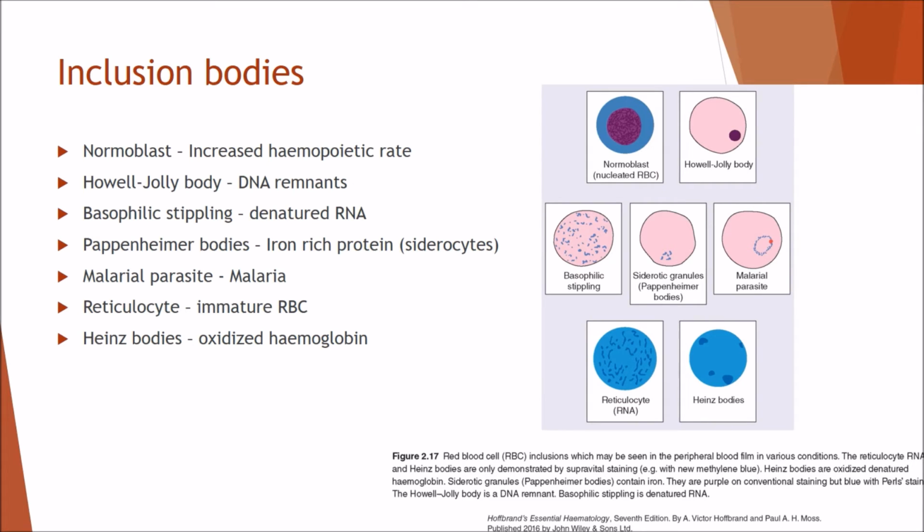You'll also be able to find reticulocytes, which are again immature red blood cells. It is normal to find these in the peripheral circulation, but not in large amounts, because they tend to finish maturing within the circulation, ejecting this remaining RNA. And then you'll also be able to find Heinz bodies, which are caused by oxidized hemoglobin within the red blood cell.